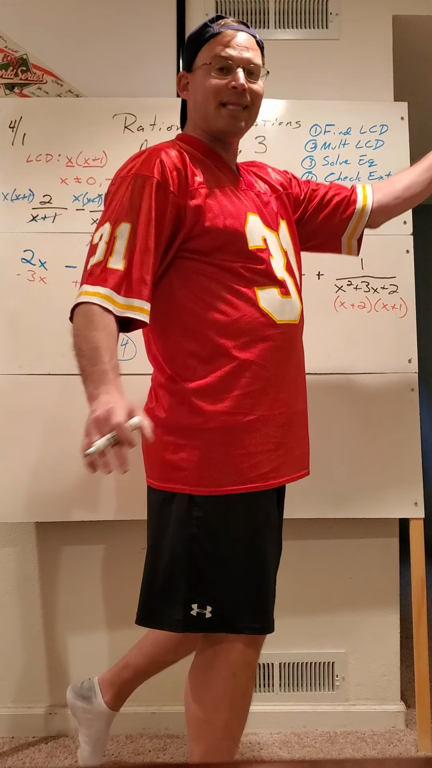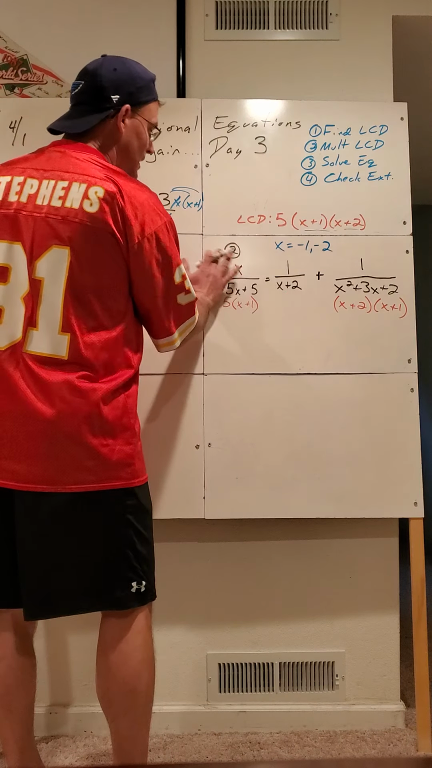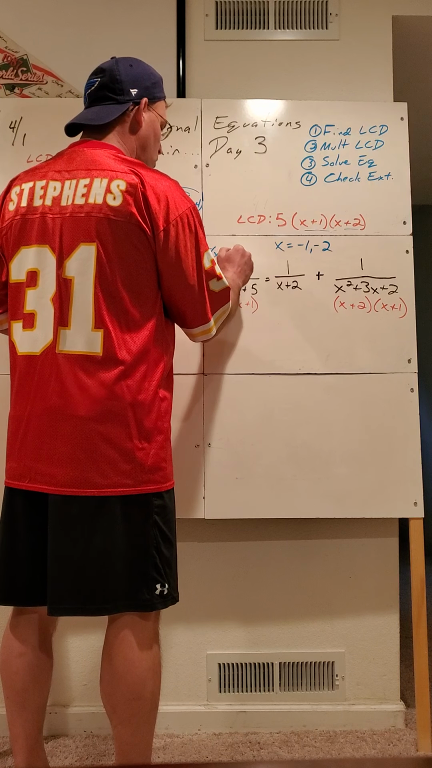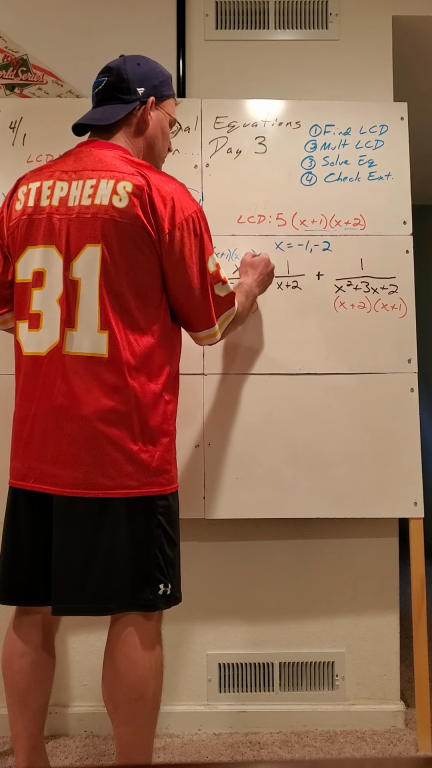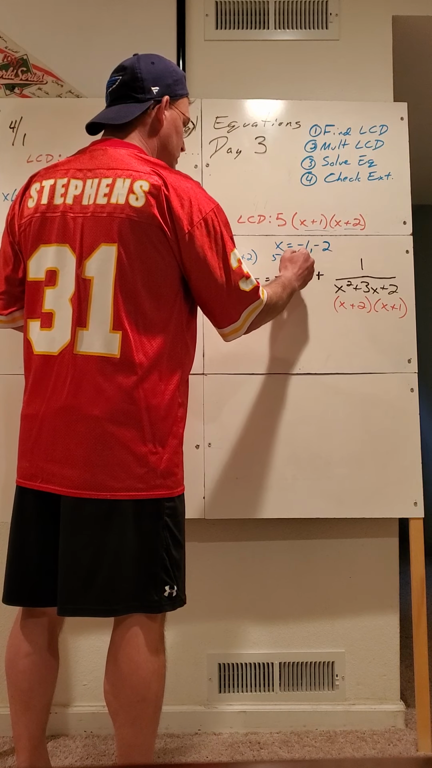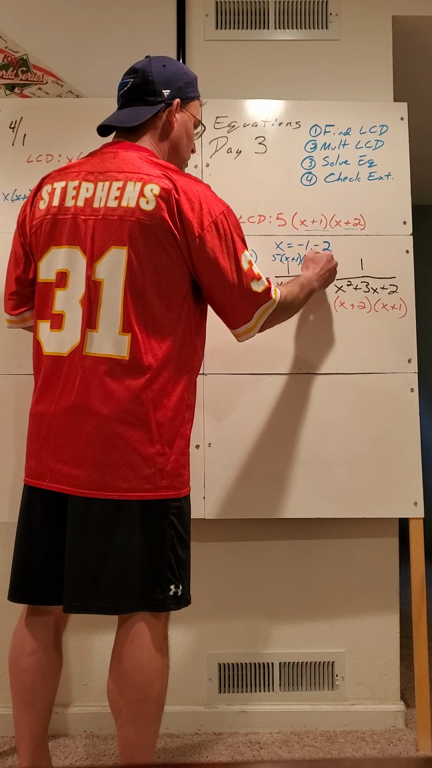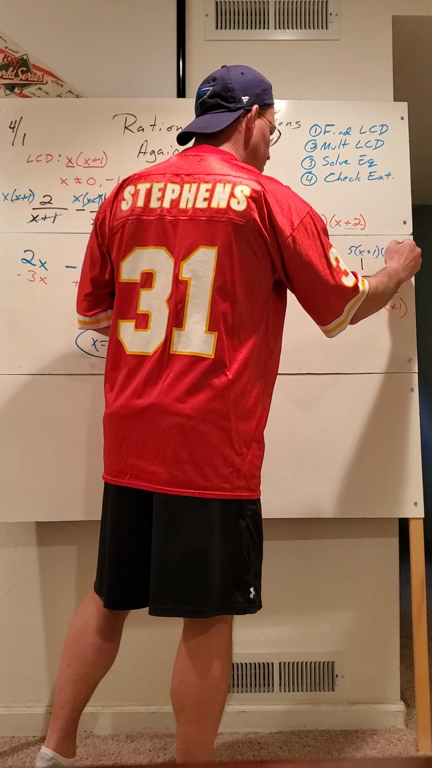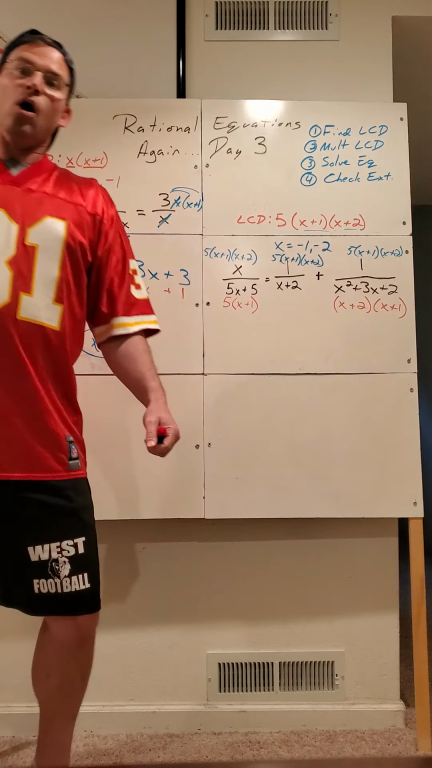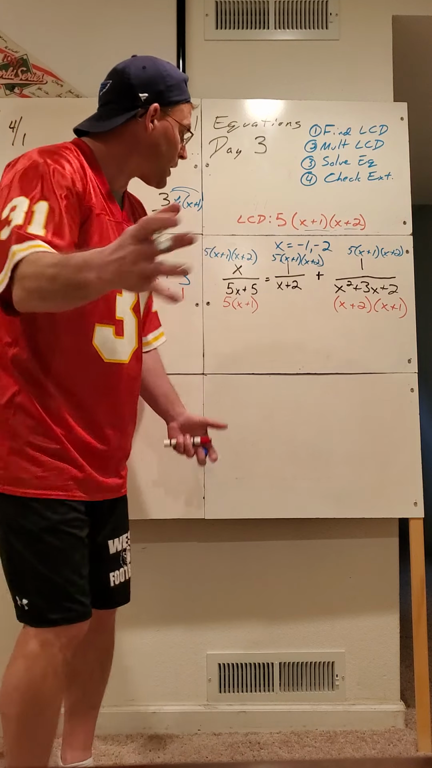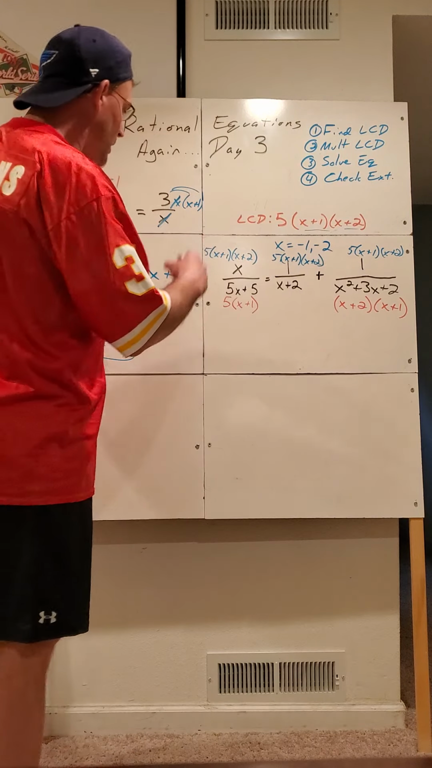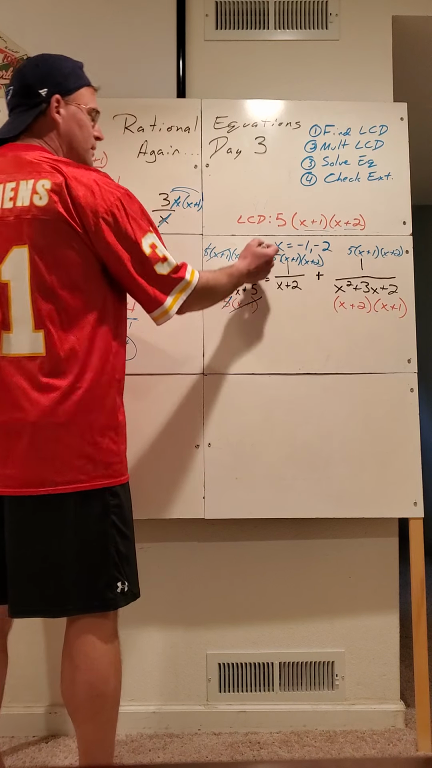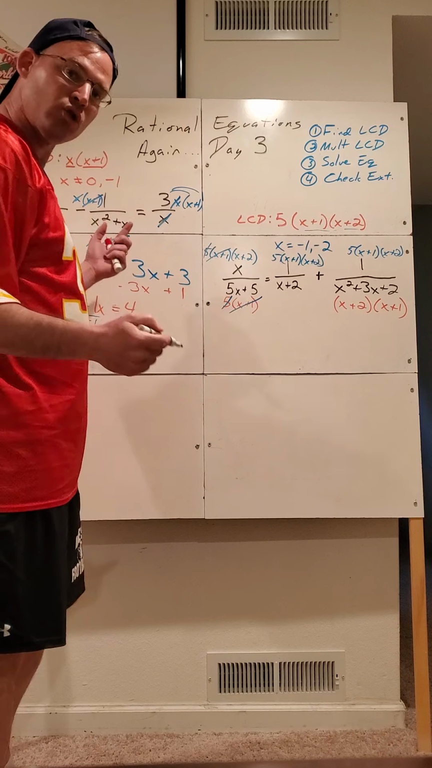Everything gets multiplied by the entire LCD. My problem number is always in the way. 5, x plus 1, x plus 2. Here we go. What can we get rid of? Because things are going to start going. 5's gone. x plus 1's gone. I got an x plus 2 and an x.